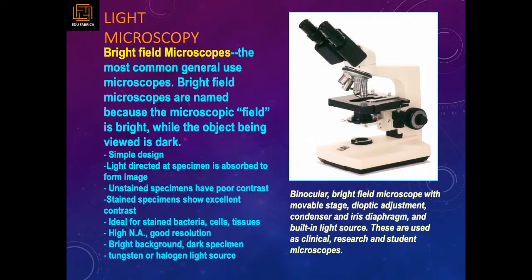They have a very high numerical aperture and good resolution, a quite bright background, and are good for dark specimens. The light source is tungsten and halogen. So those are pretty much the characteristics of this light microscope. Now we have discussed this microscope.